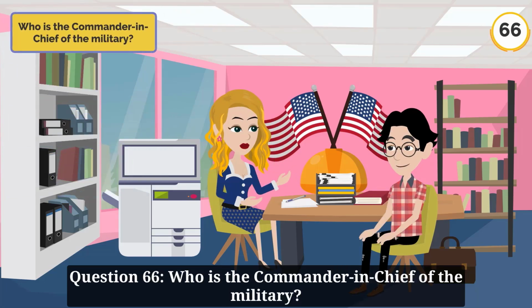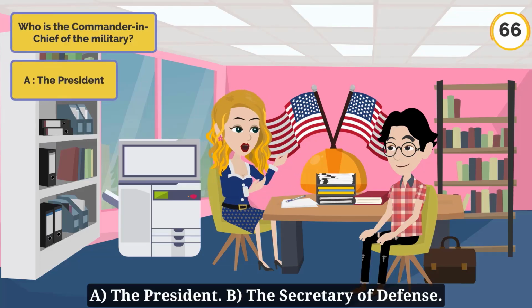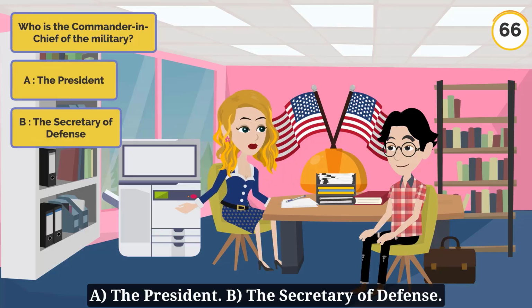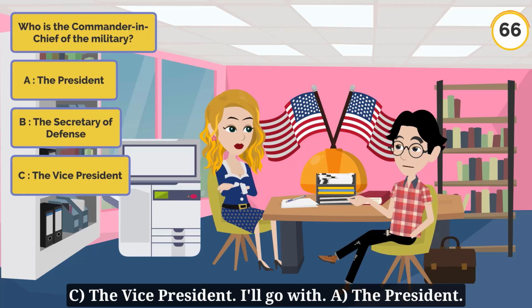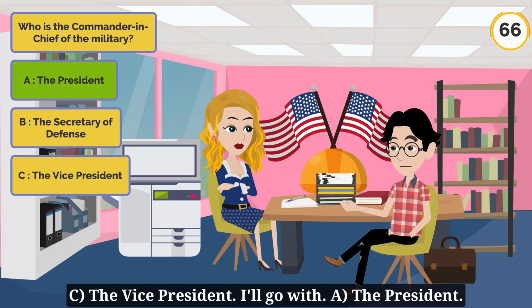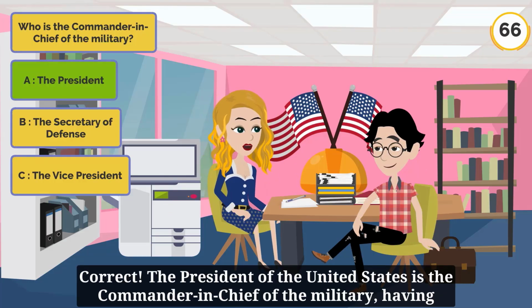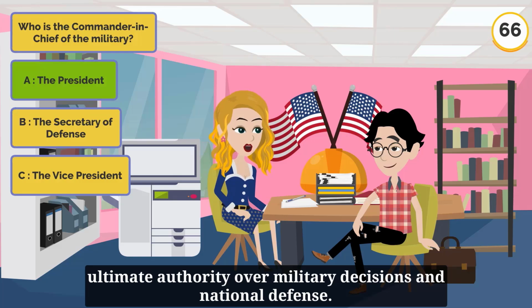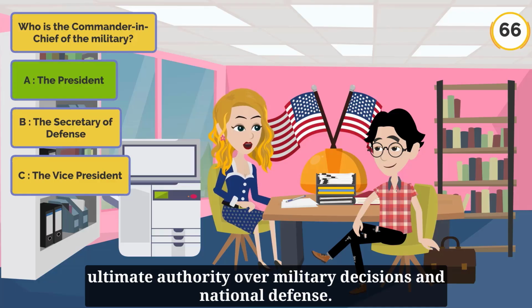Question 66. Who is the Commander-in-Chief of the military? A. The President. B. The Secretary of Defense. C. The Vice President. I'll go with A. The President. Correct. The President of the United States is the Commander-in-Chief of the military, having ultimate authority over military decisions and national defense.